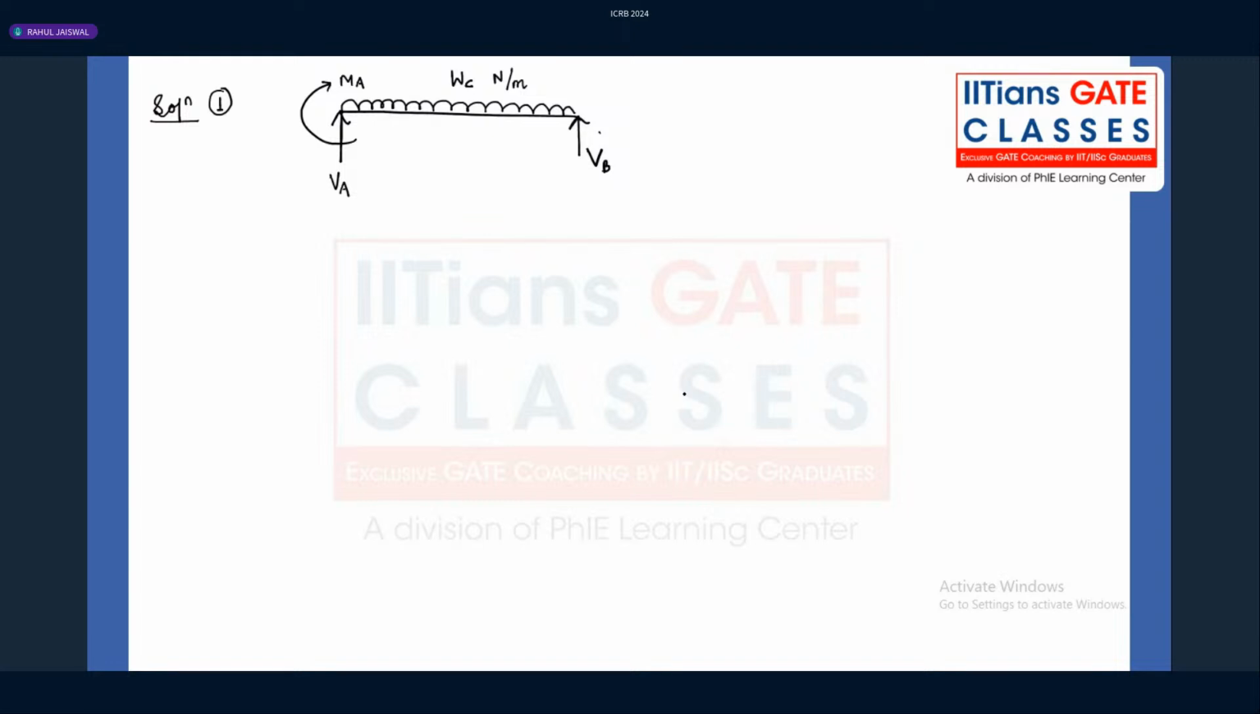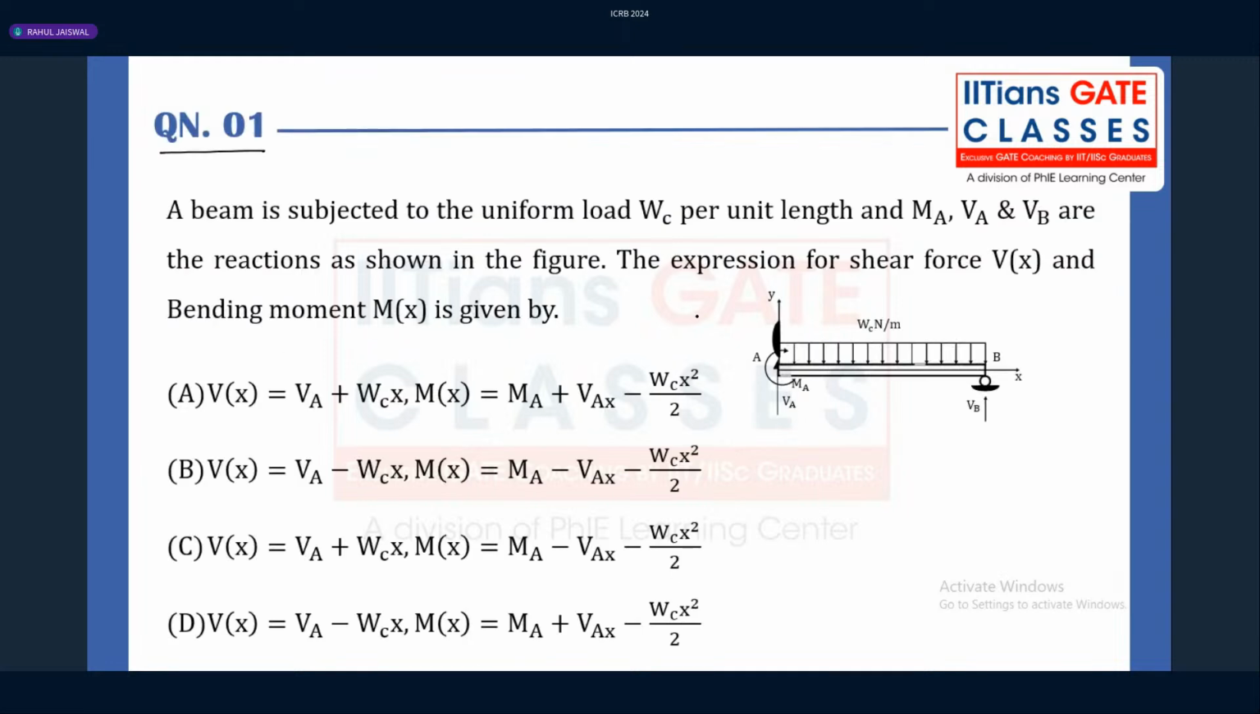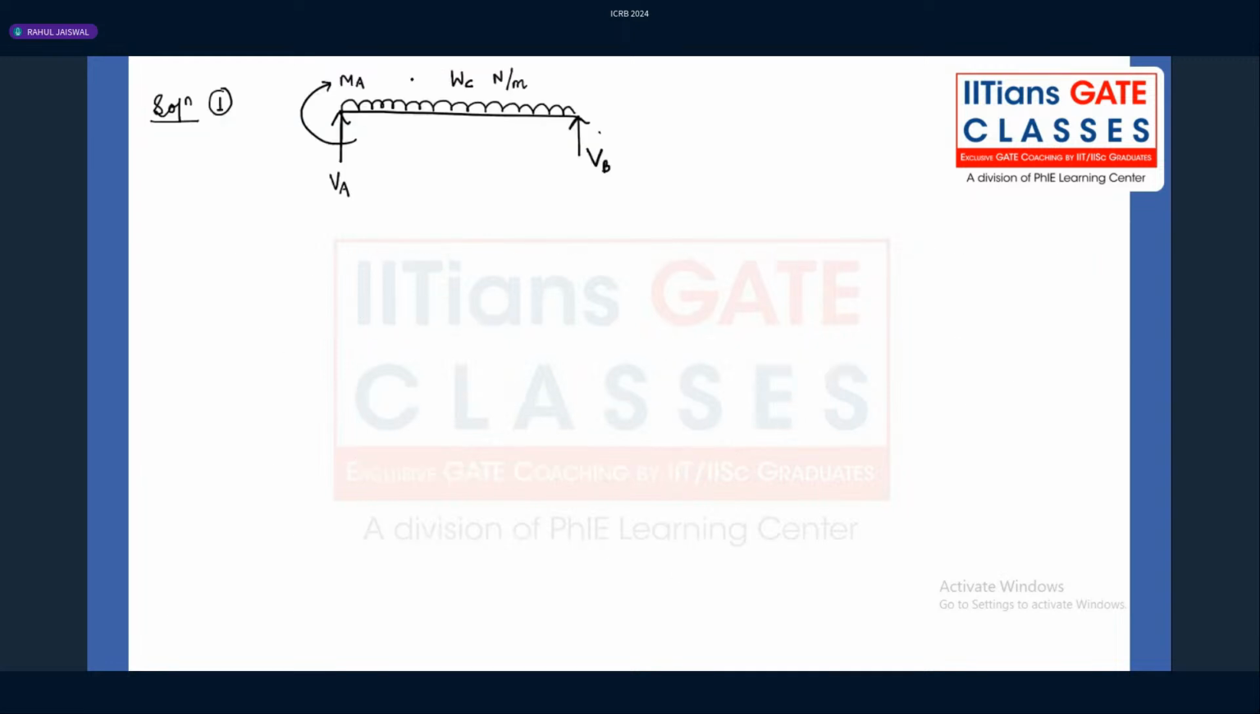Now they are asking for the bending moment and shear force. If you look at the options, they might have taken the section from the left hand side. For example, I am taking a section XX at a distance x from the left support. Now what is the shear force, Vx, at this section? So what is the sign convention?